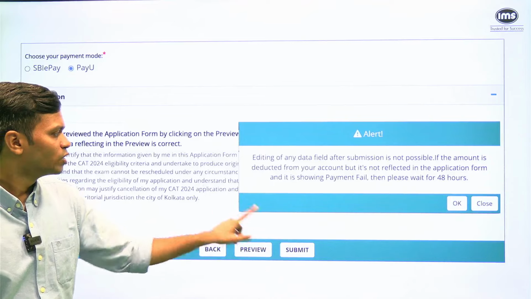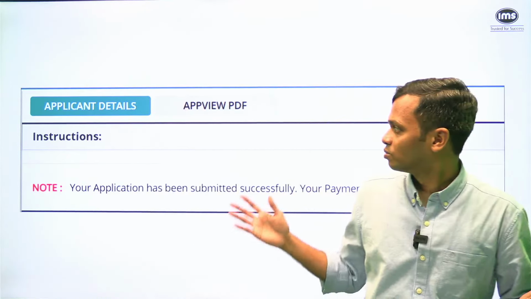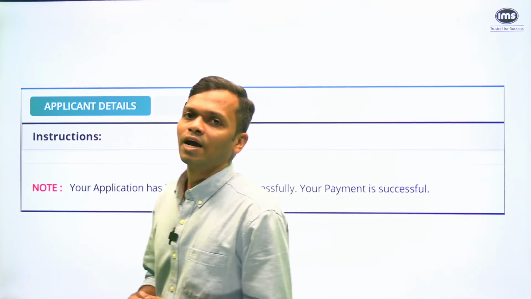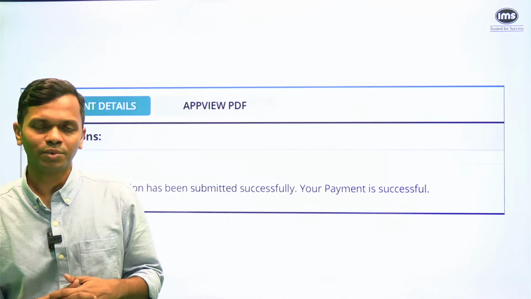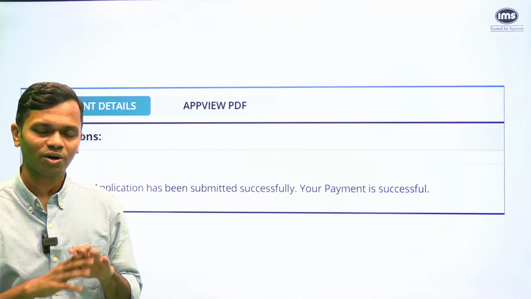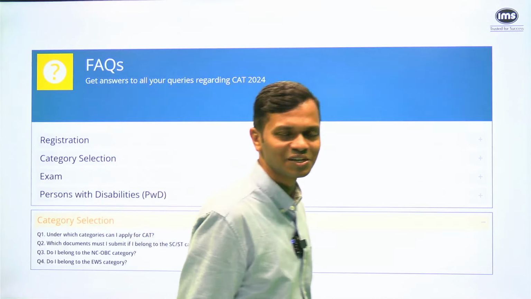Okay, so once you click on submit and once your payment is done, it will show you a success message. Your application has been submitted, your payment is successful, and you will also get a confirmation on your email. So once you're done with this, your CAT application is over. You have completed the entire form. The only thing that you need to do from here is prepare for the test really well.